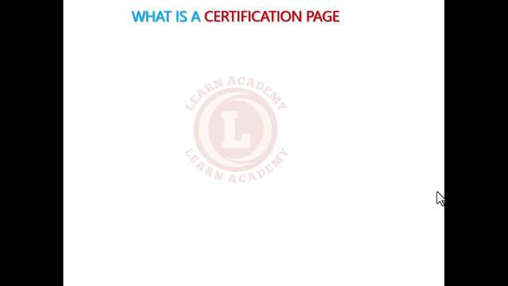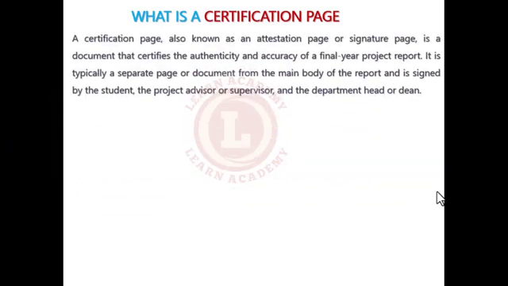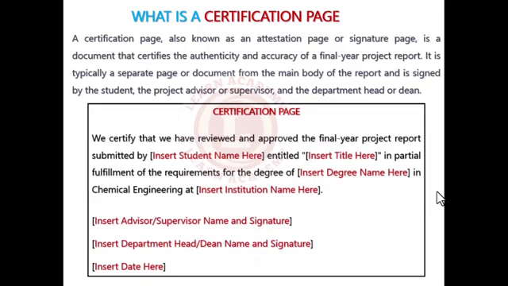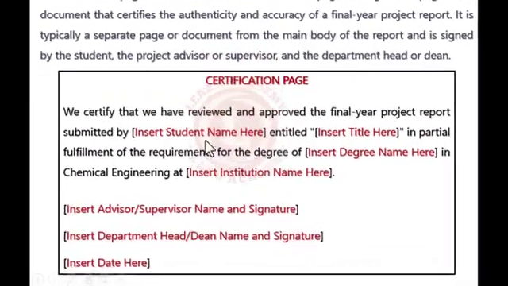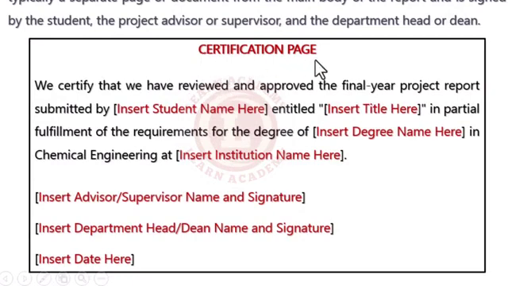So what is a certification page? A certification page, also known as an attestation page or signature page in some institutions, is a document that certifies the authenticity and accuracy of the final year project report. It's also a separate page in your project report. So let's look at a sample of a certification page. It's going to be on a different sheet in your report.